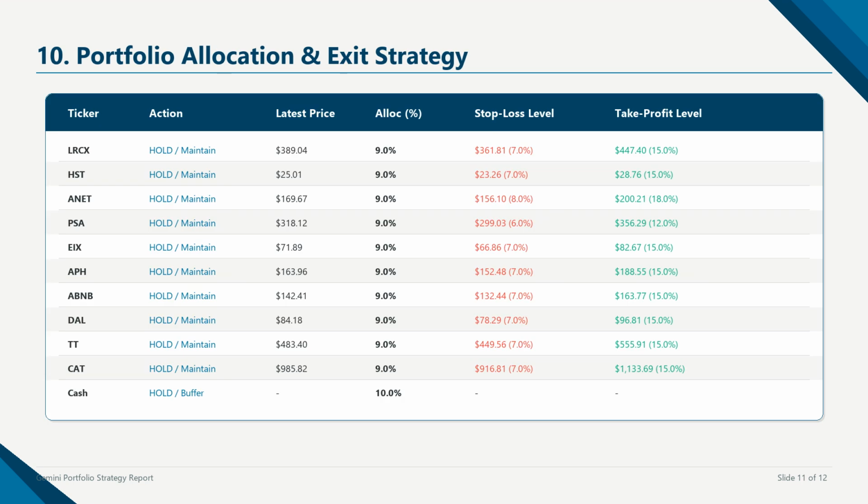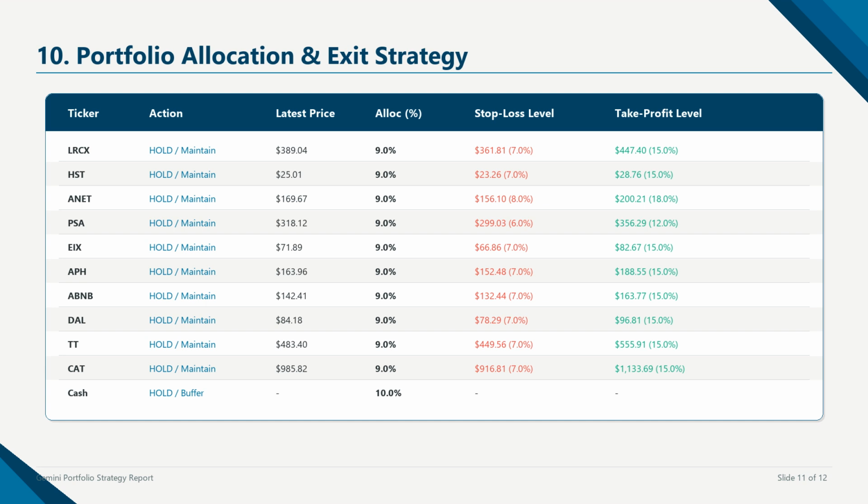This slide displays our target portfolio weights and exit strategy. Our capital is distributed equally across our 10 chosen stocks with a 10% cash buffer. For each holding, we have set structured exit levels, including a 5 to 8% stop loss and a 12 to 18% take profit, protecting our capital while allowing profits to run. By combining position weights with exact exit levels in a single unified table, we maintain absolute risk transparency.